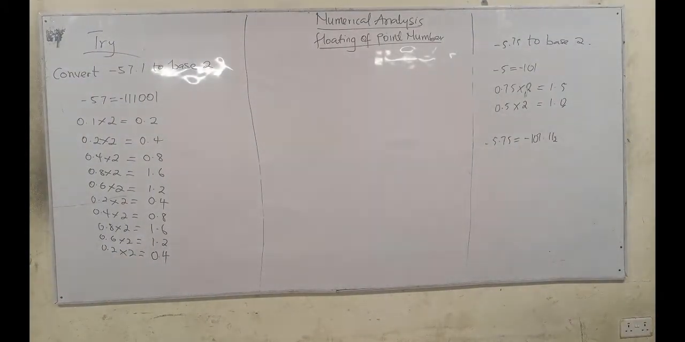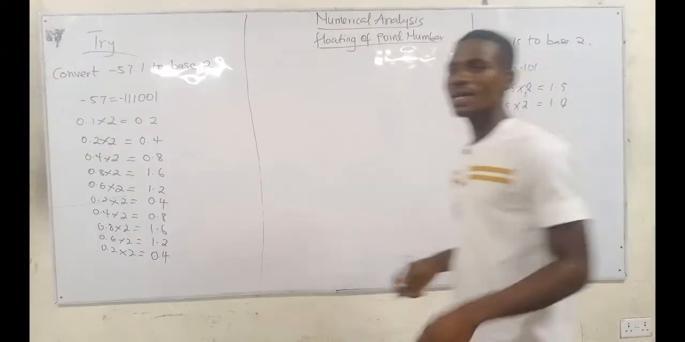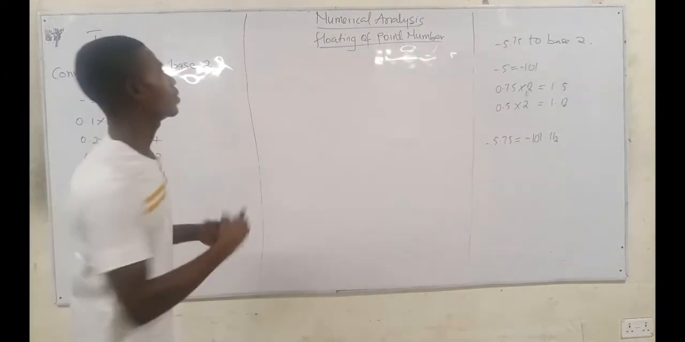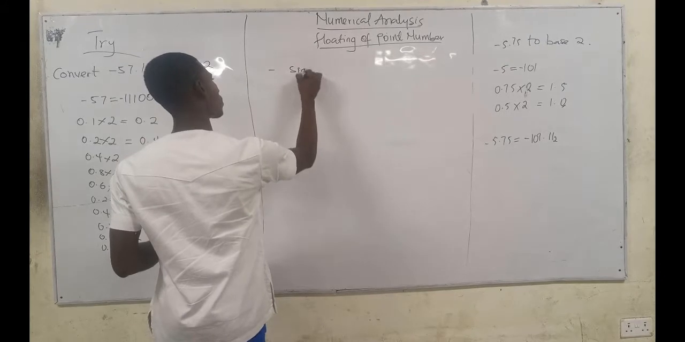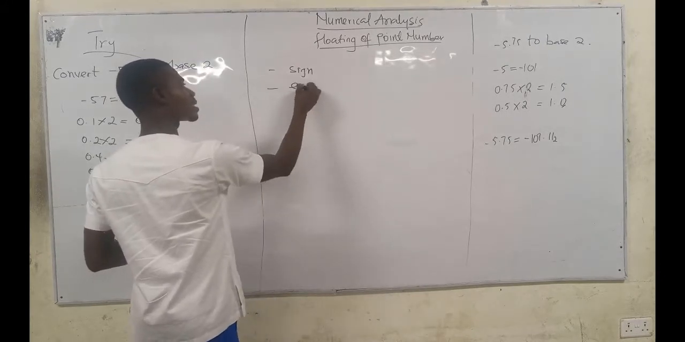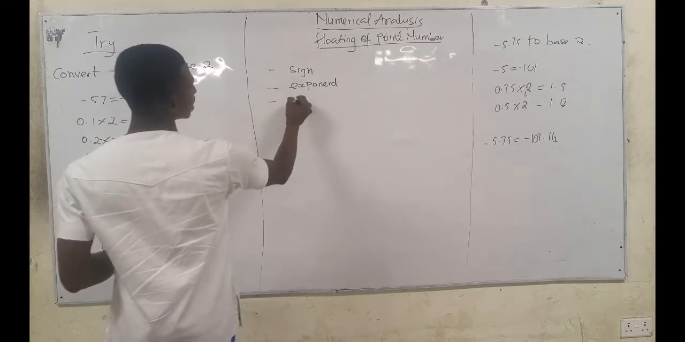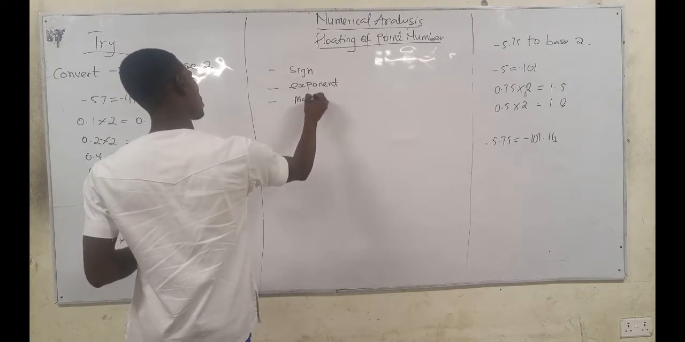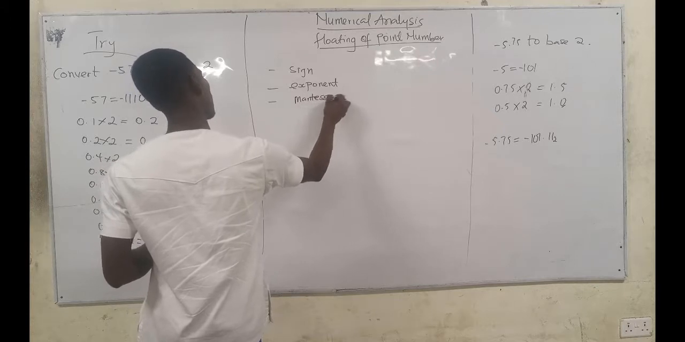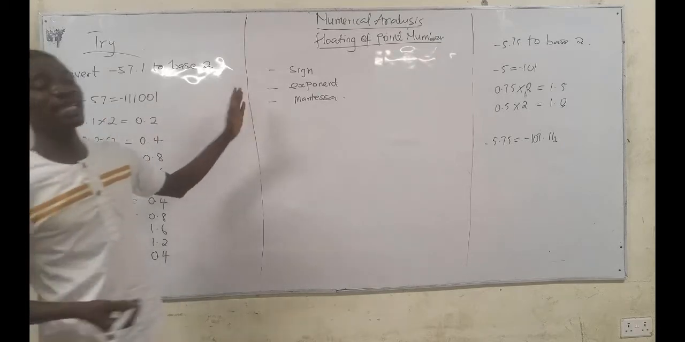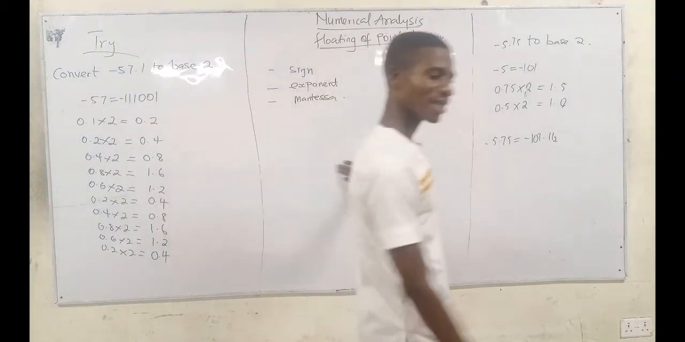So if I have to float a point, it must consist of 3 parts. And the first one is what? The sign. We need a sign. We need the exponent. And the last one is what? The mantissa. Are you okay? So these are the basic things that you need in order to float a point.